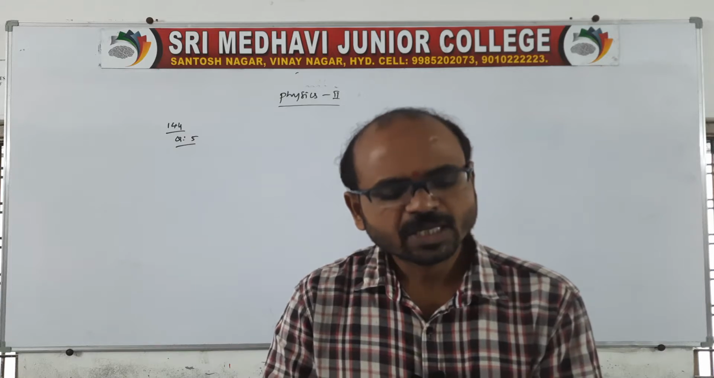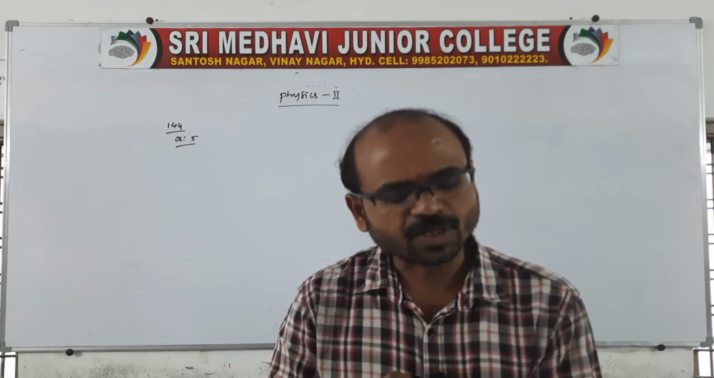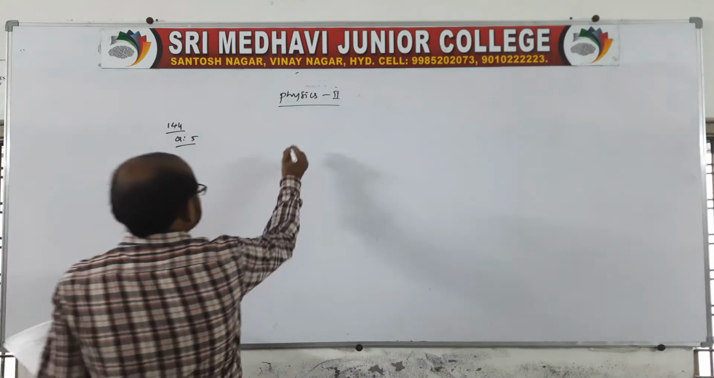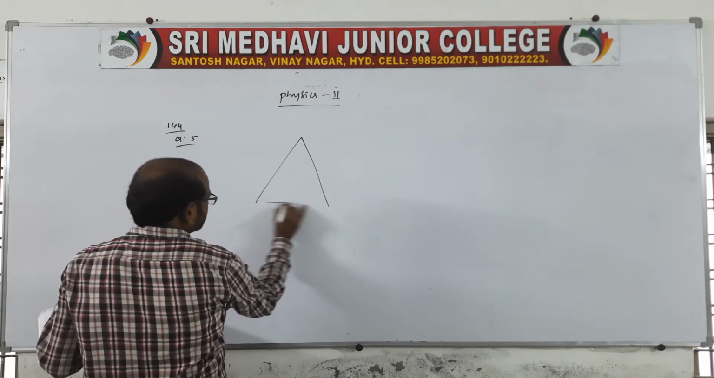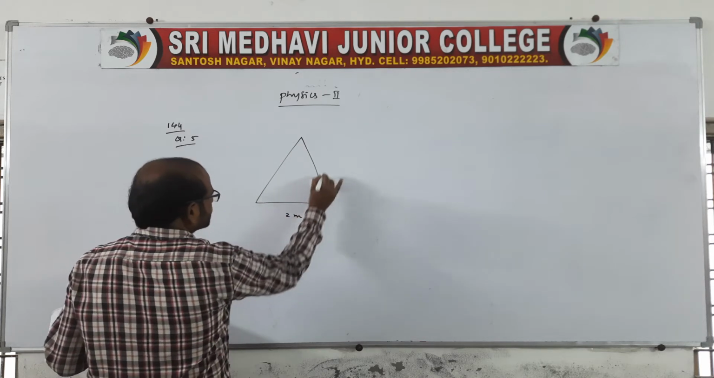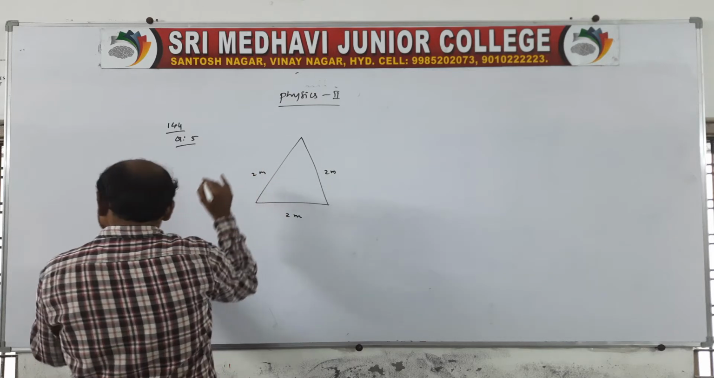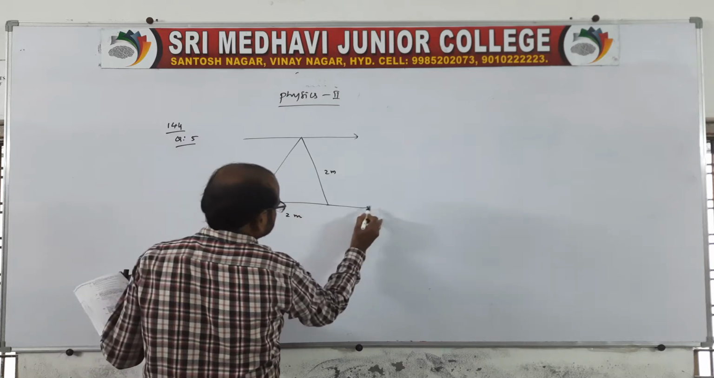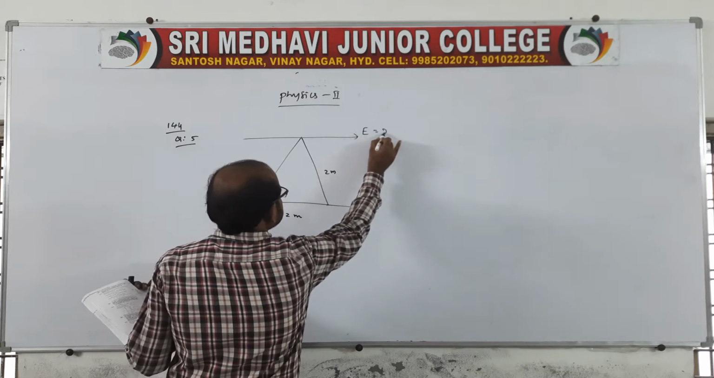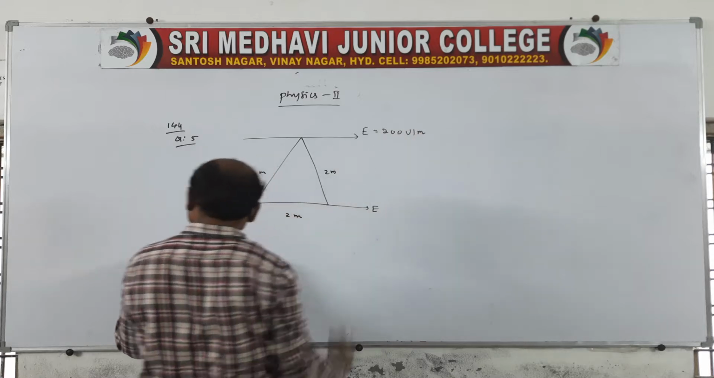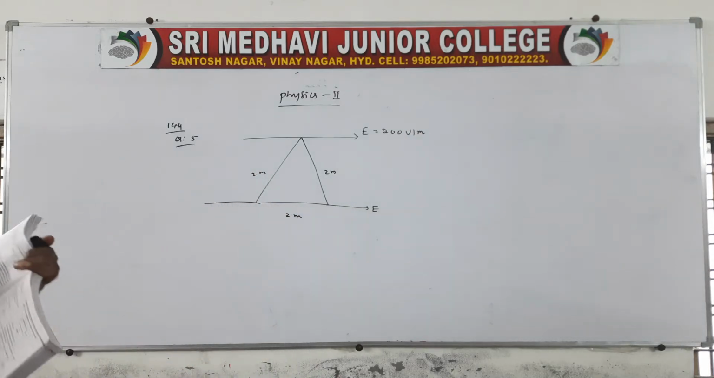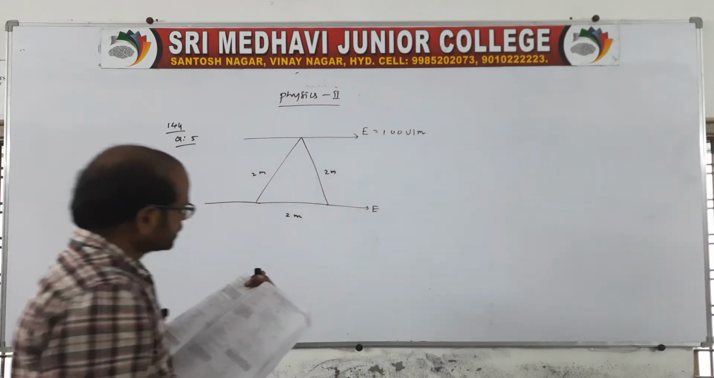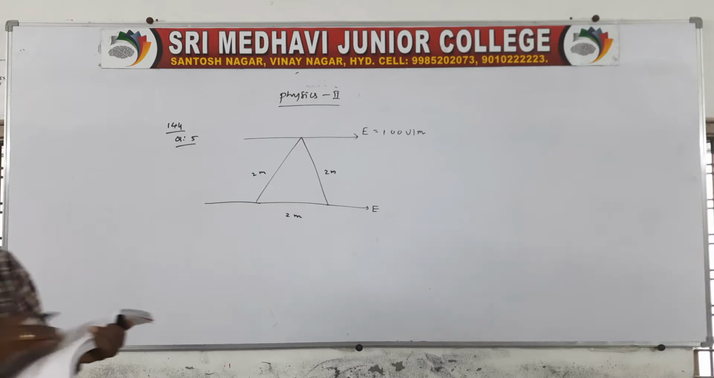If the electrical potential at A is 200 volt, find the electrical potentials at B and C respectively. There is an equilateral triangle, each side 2 meter, placed in a uniform electrical field intensity E, which is 100 volt per meter, placed in the field like this.